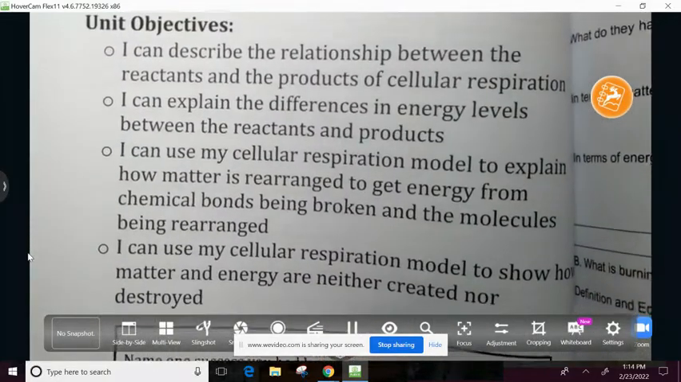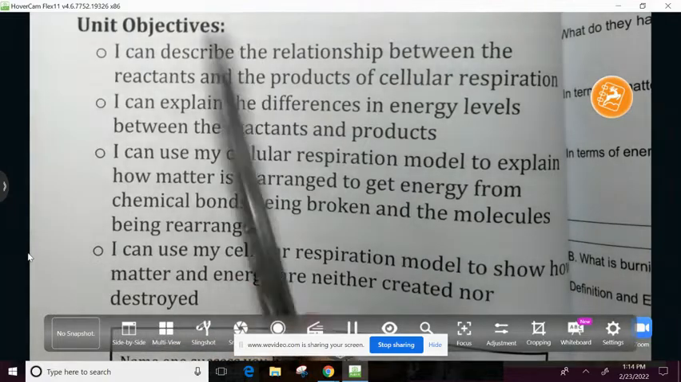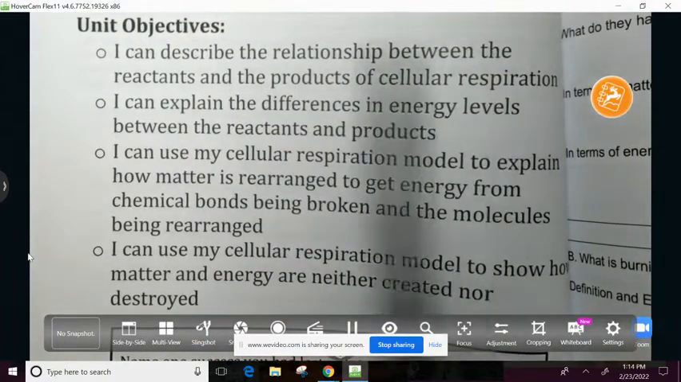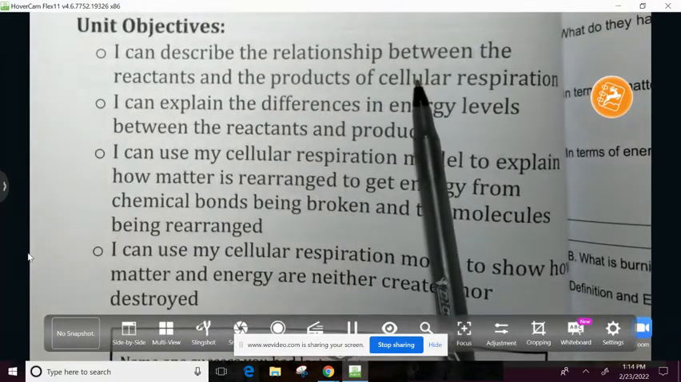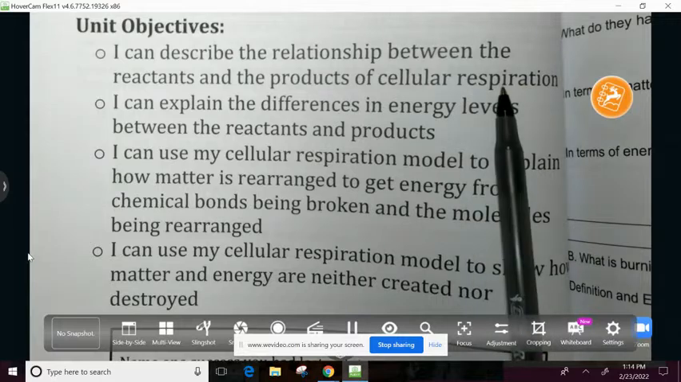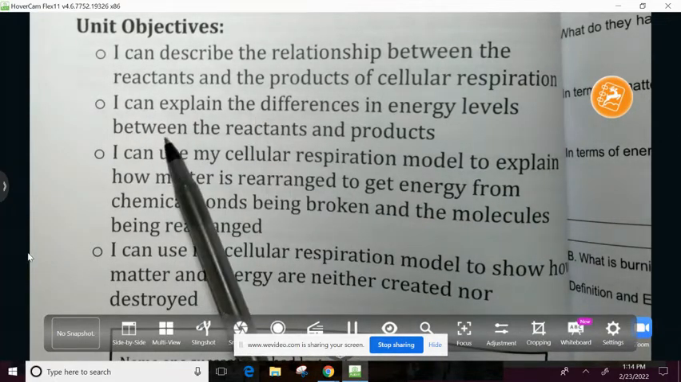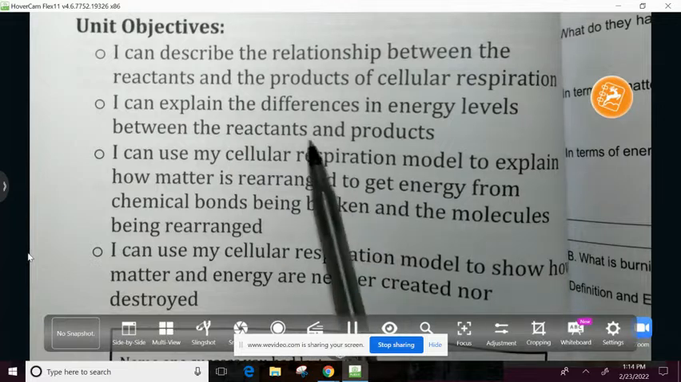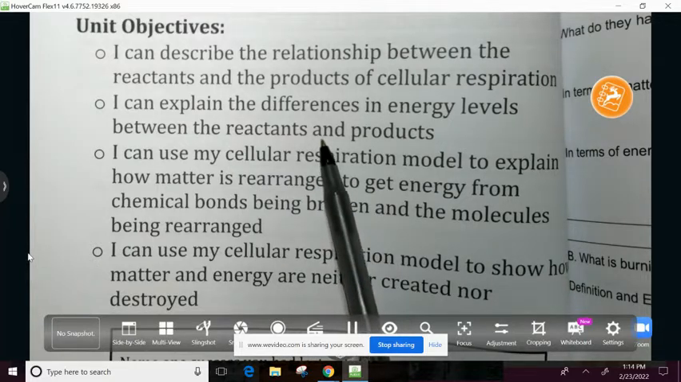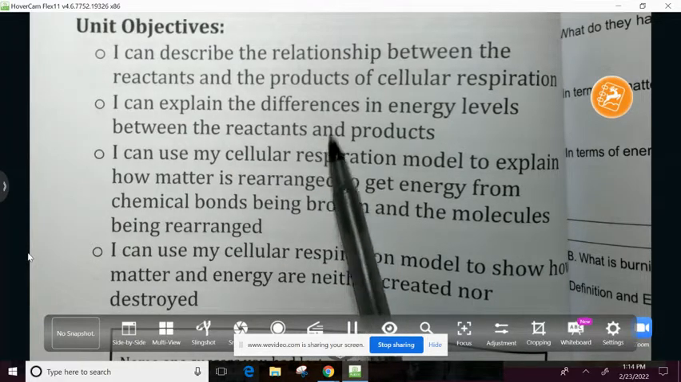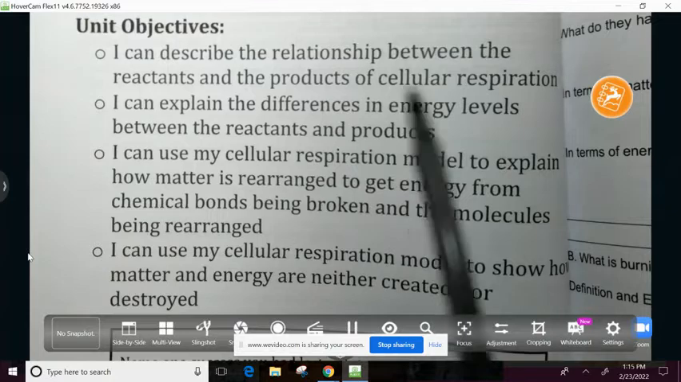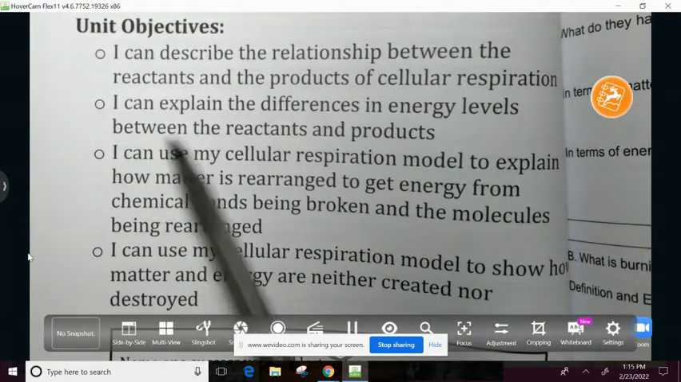So again, we're on page 51. Our objectives for this unit are to describe the relationship between the reactants and products of cellular respiration. So this is a chemical reaction, which was our last unit. You're going to explain the differences in energy levels between reactants and products. We learned a little bit about this in the last unit also, about the energy that we take in and get out. And now we're going to talk about it in terms of cellular respiration.